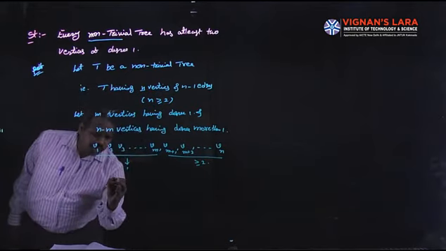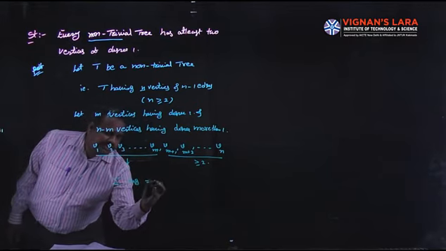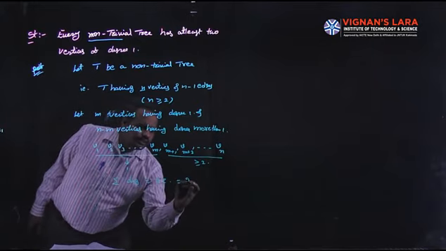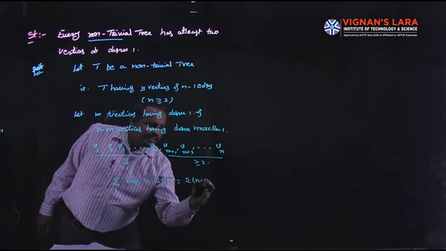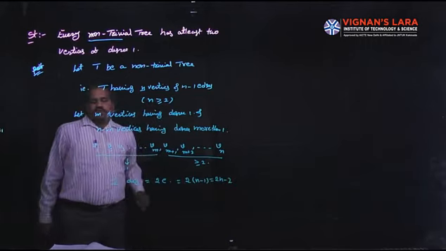So we know that the sum of the degrees is equal to 2 times the number of edges, which is equal to 2 into the number of edges, n minus 1, which is equal to 2n minus 2. This is one of the points.